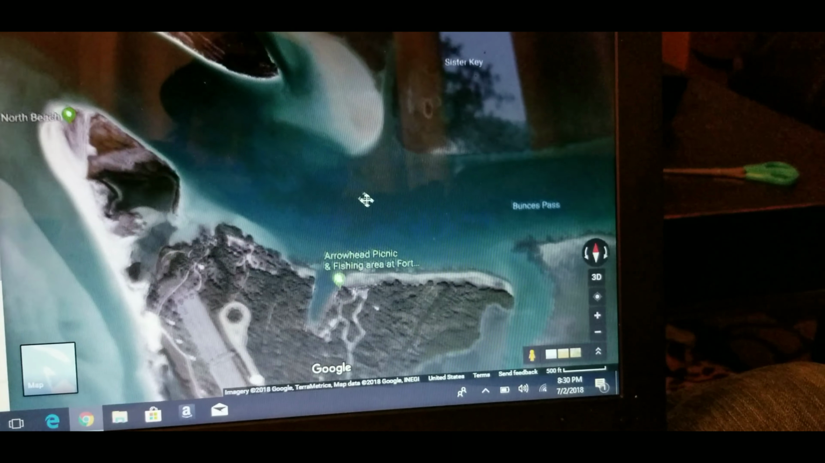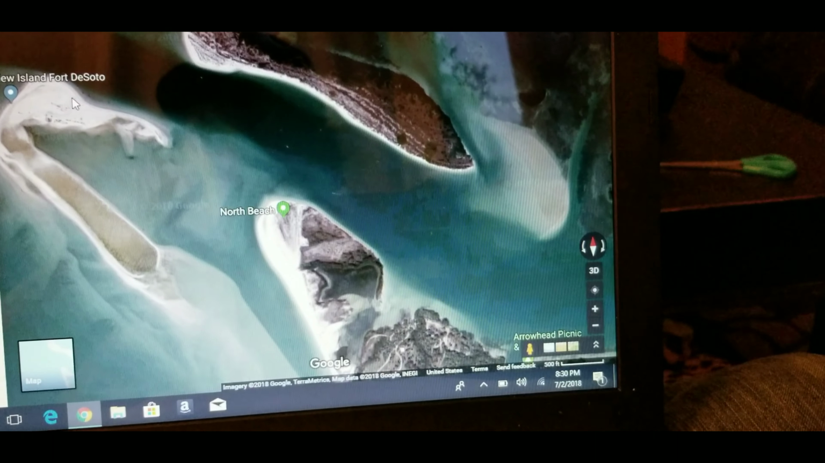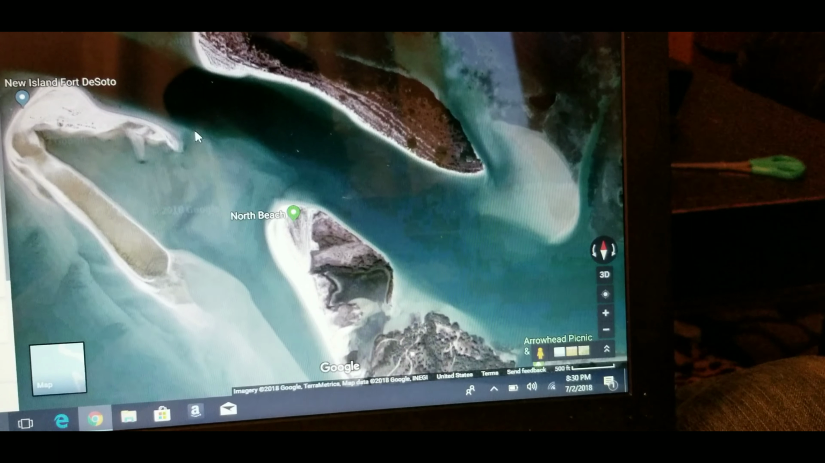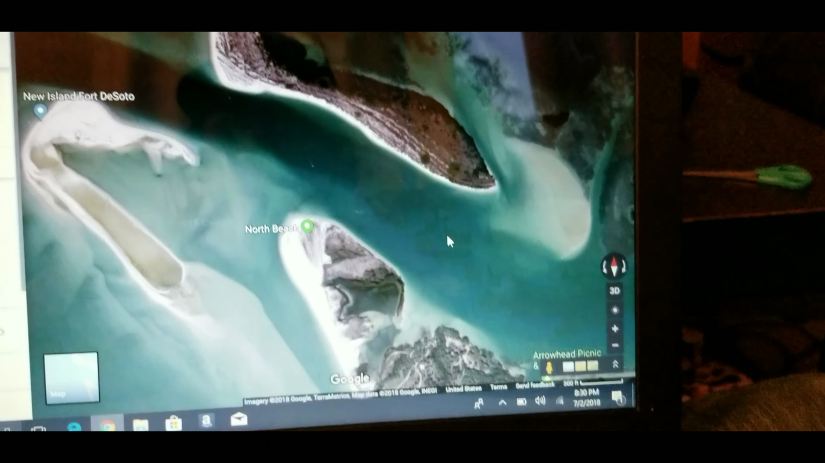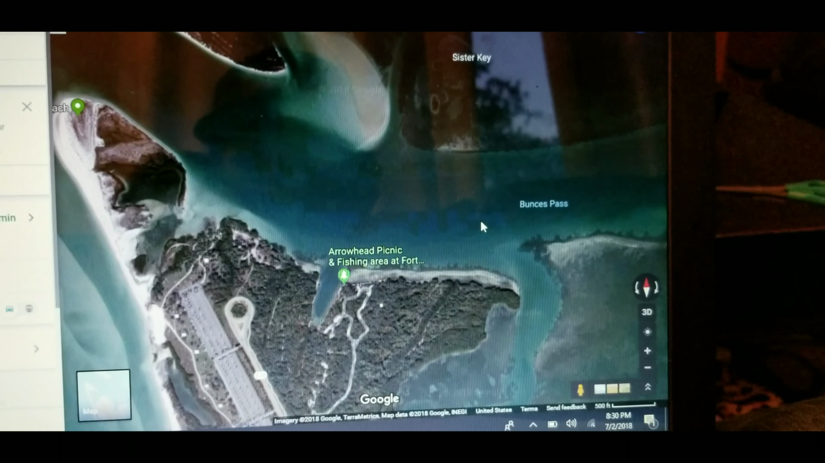There's this Bunce's Pass. A lot of you guys know where this is. This is where everyone hangs out all the time at the sandbar. So, anyway, you see it's deep.